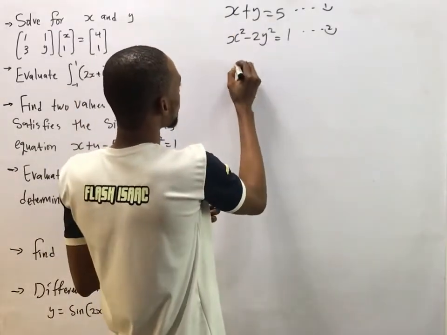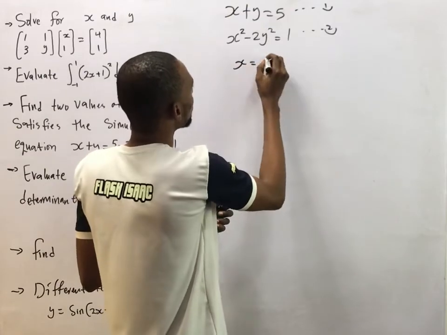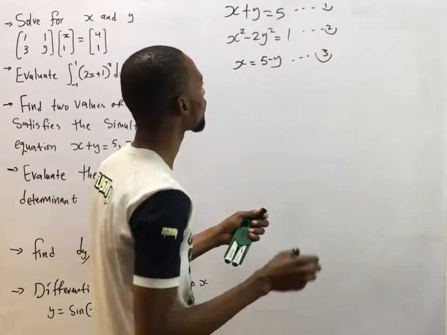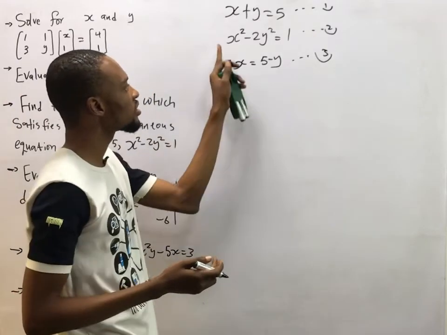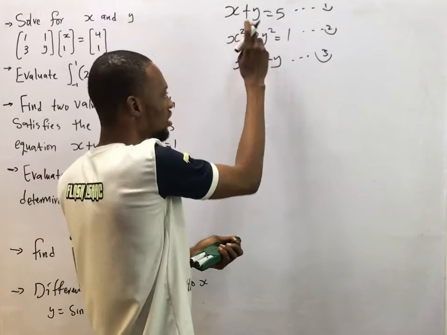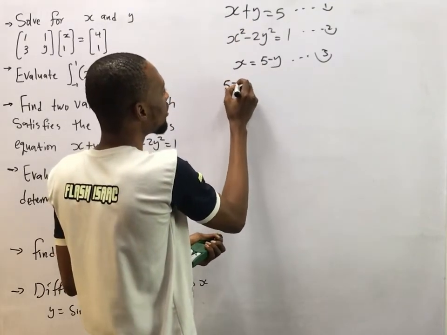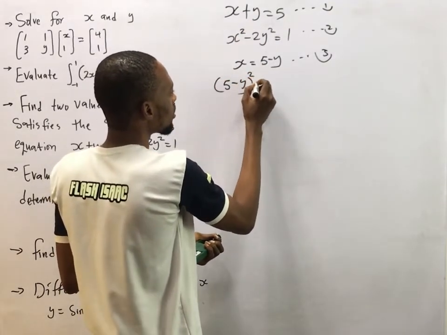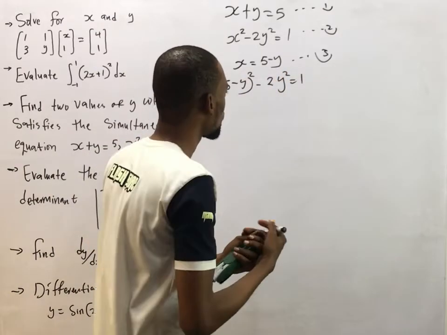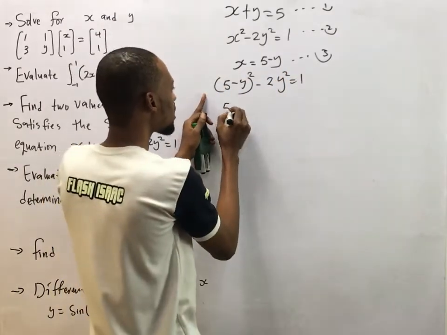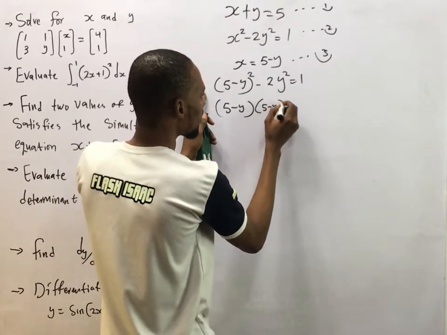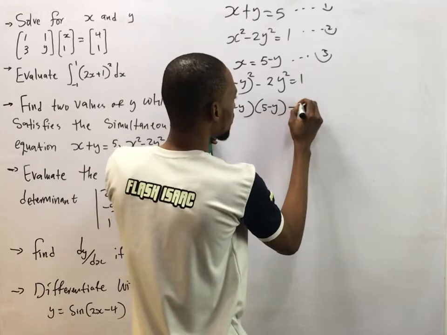Let's say s is equal to 5 minus y. Let this be equation 3. So let's substitute this in equation 2. Doing that, instead of s squared, we have (5 minus y) squared minus 2y squared is equal to 1. And recall that this is the same thing as 5 minus y into 5 minus y, two places.